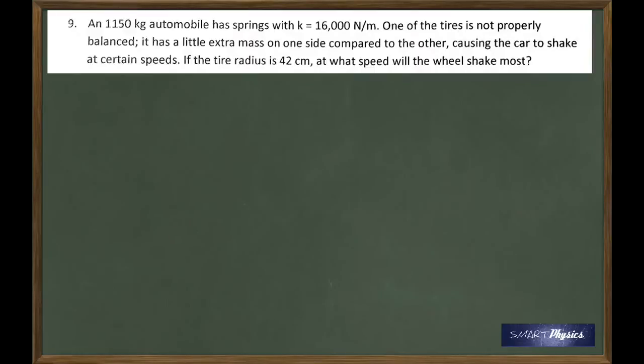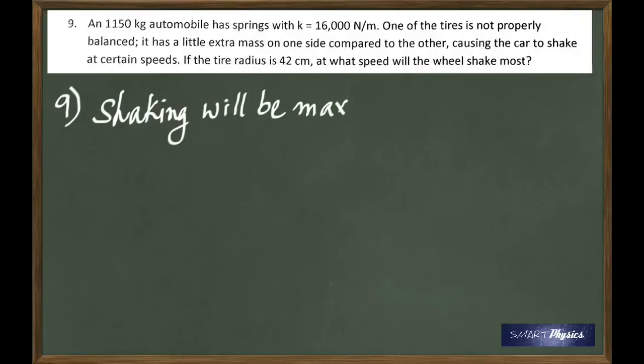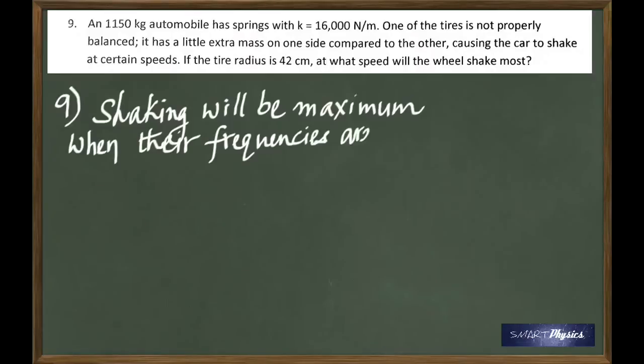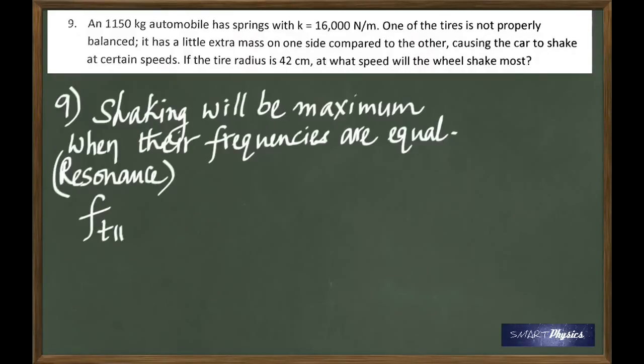Okay, you have the mass of the automobile and you have a K. Shaking the most happens when the frequencies are matched. So shaking will be maximum when their frequencies are equal. And this phenomenon is called resonance. Both of their frequencies must be the same: the frequency of the spring and the frequency of the tire.